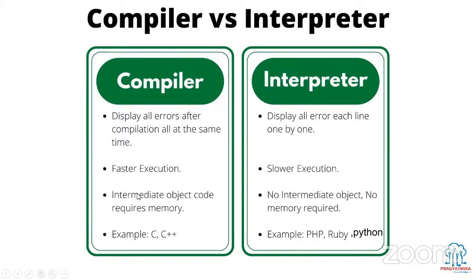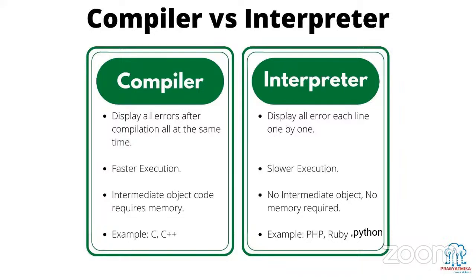Next, intermediate object code: the compiler requires memory. We are compiling the code and you don't need to recompile it again, so we need to store this compiled code. This object code can be executed multiple times without recompilation, which means we require memory to store it. That's the reason it requires memory. Here, the interpreter doesn't require memory.